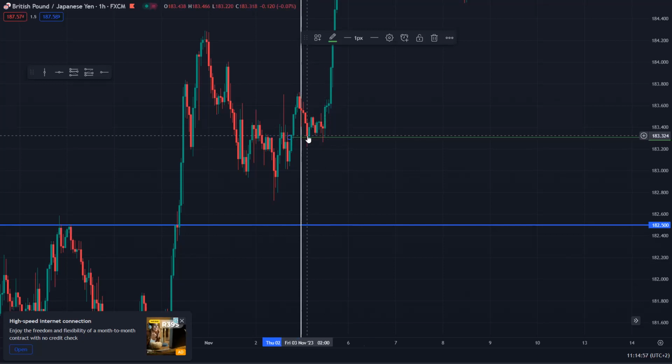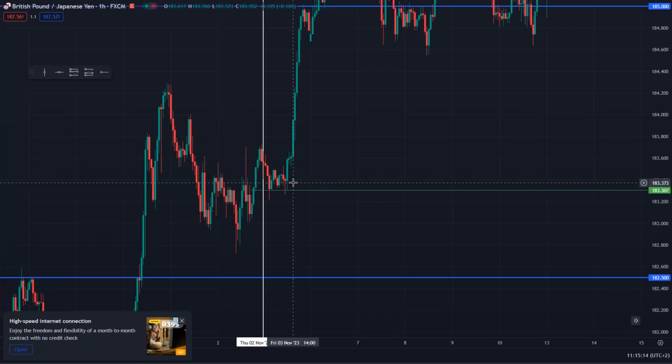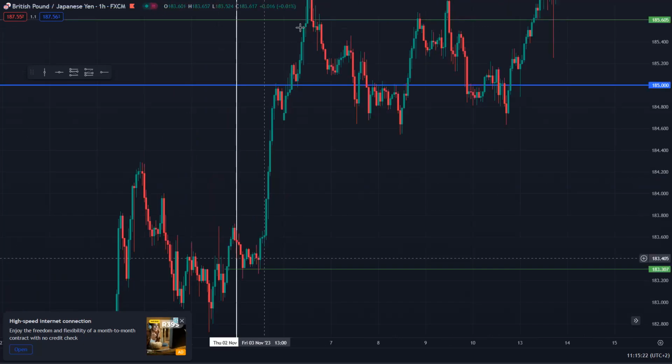So now we mark our first structure, or you can maybe enter the first structure and take a risk there. But then we expect the market to come back and then impulse to the upside, which it does, and which goes into our take profit. And that's our take profit there.